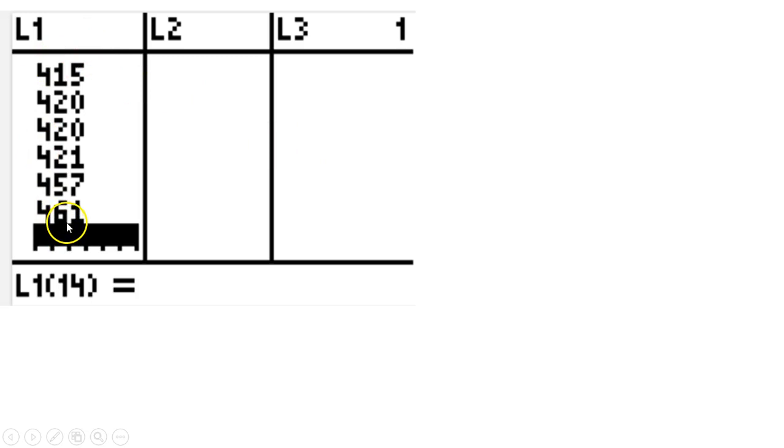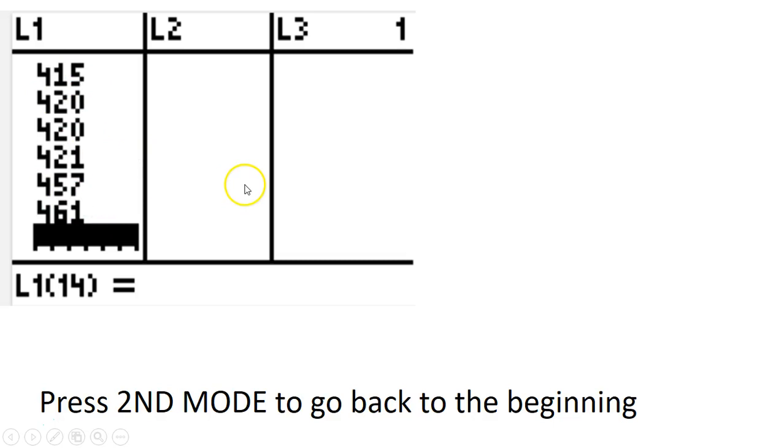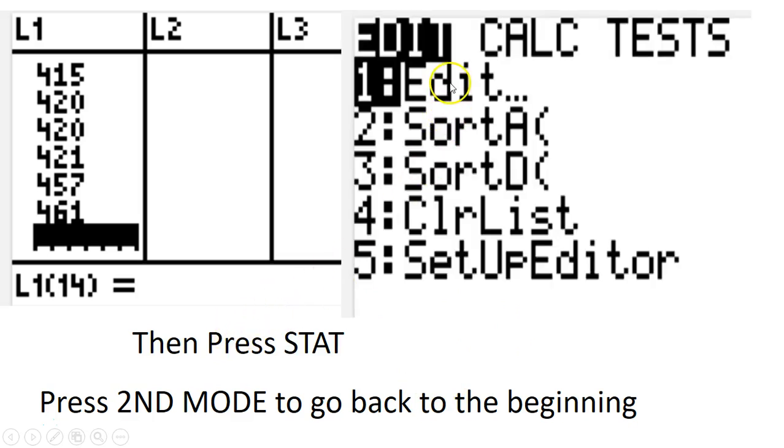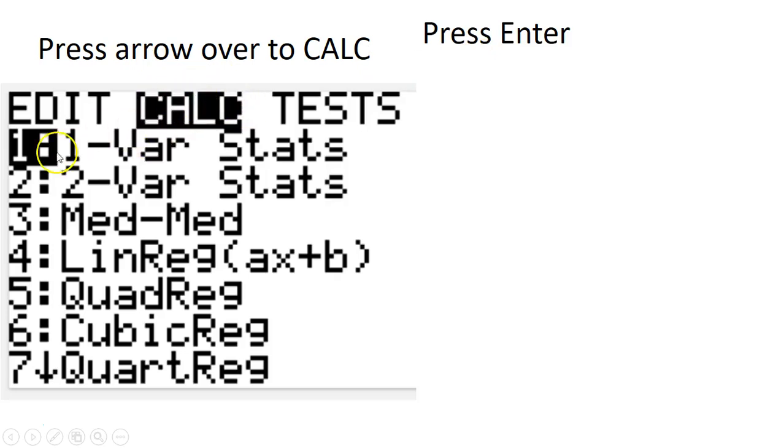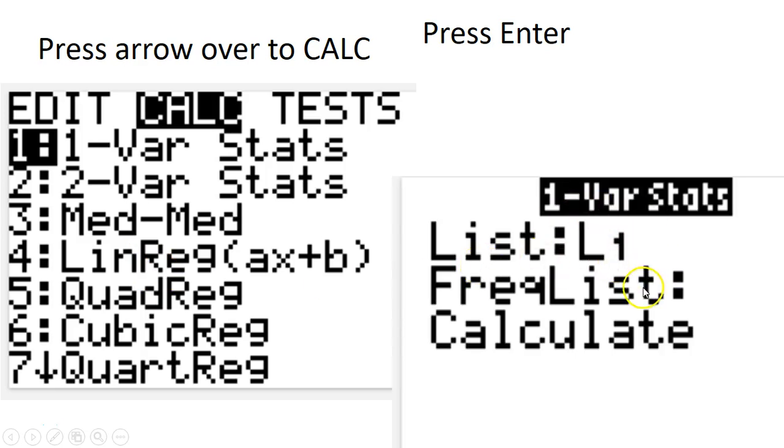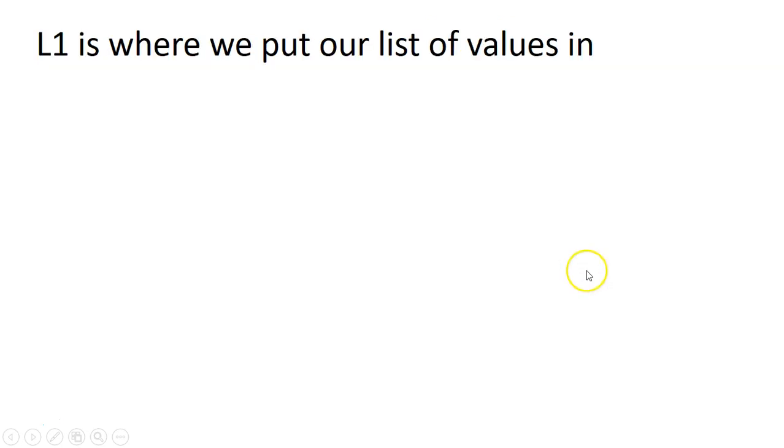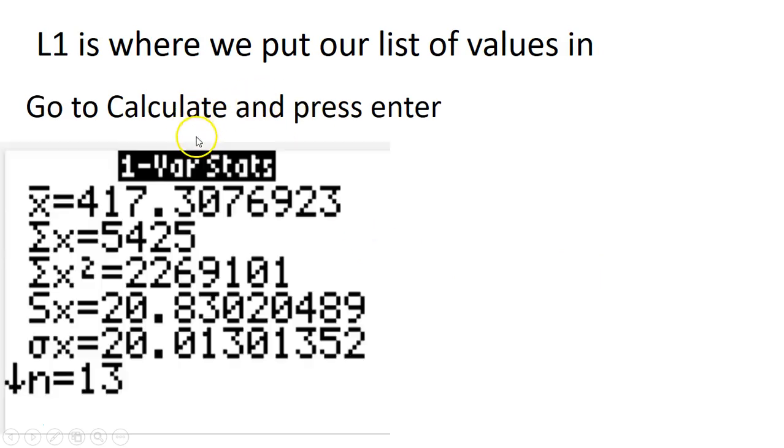And again, if I'm moving too fast, you just need to pause this video. That's what you have to do and write it all down. Rewind if you have to. But plug in all the data. Press second, mode, because that gets me back to the beginning screen. And then press stat again, and now I'm going to go over one with the arrow key to highlight calc. We are talking about one column, one variable statistics. I want list one, so I make sure it says list one. I highlight it, go down to calc, press enter, and there's my mean.